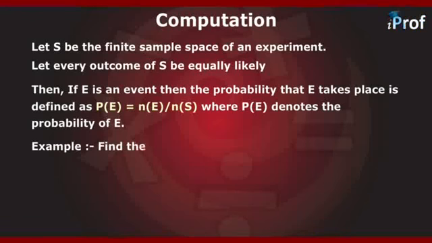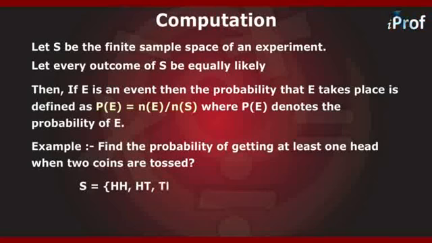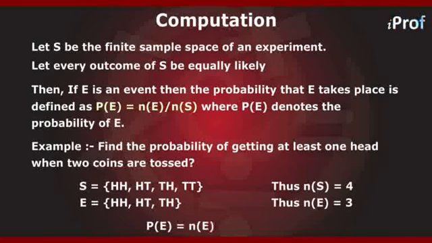Example: find the probability of getting at least one head when two coins are tossed. Here, S = {HH, HT, TH, TT}. E = {HH, HT, TH}. Thus, N(S) is equal to 4 and N(E) is equal to 3. Therefore, P(E) is equal to N(E) by N(S), which is equal to 3 by 4.